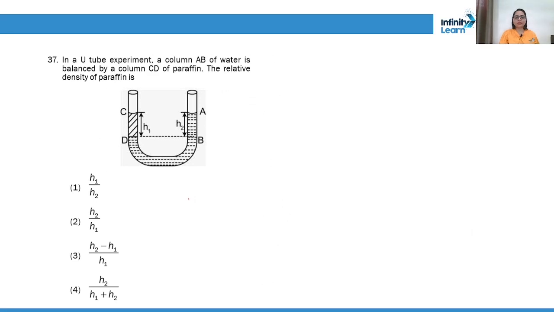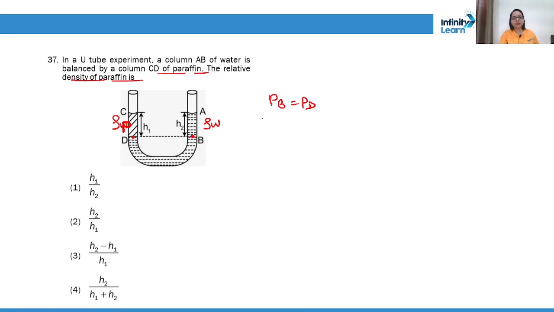Question number 37. In a U-tube experiment, a column AB of water is balanced by a column CD of paraffin. The relative density of the paraffin is? So let's say density of the water is rho W and density of the paraffin is rho P. Over here, H1 height of paraffin is balanced by H2 height of the water, right? So pressure at point B is equal to pressure at point D, right? This is B, this is D.